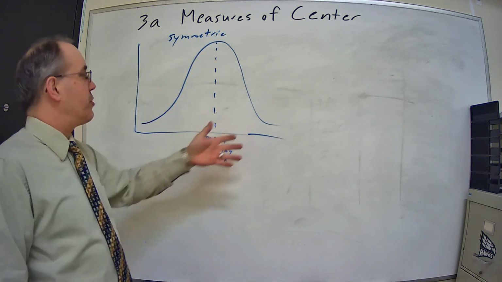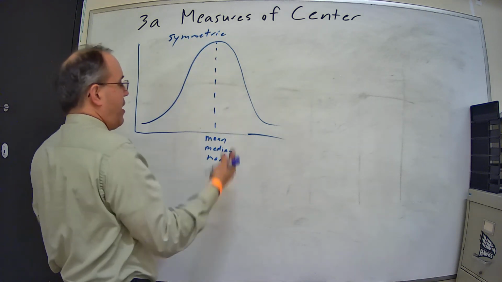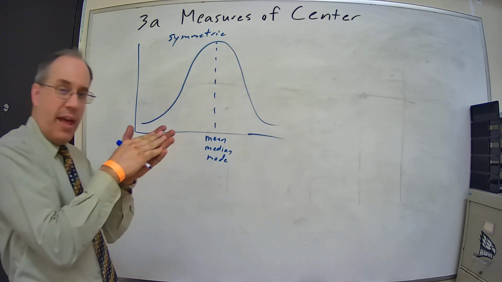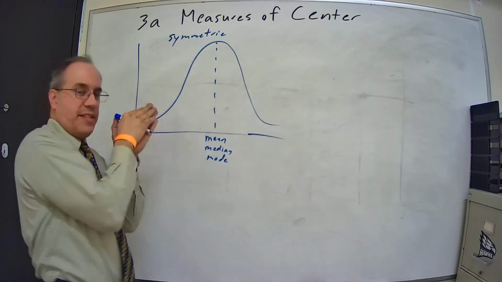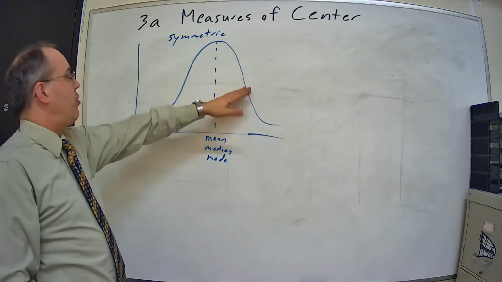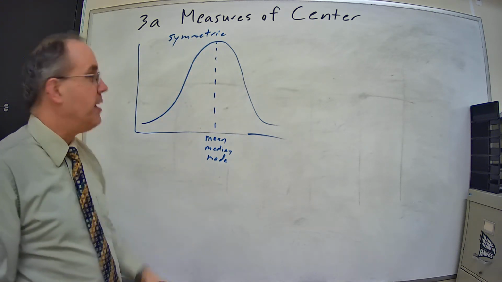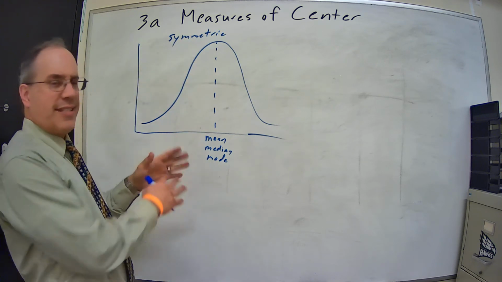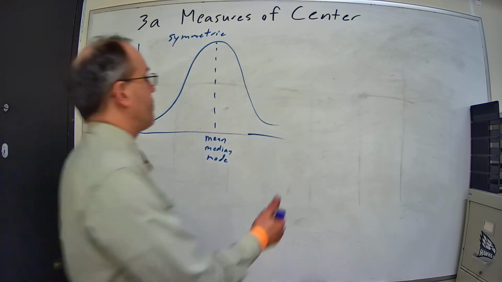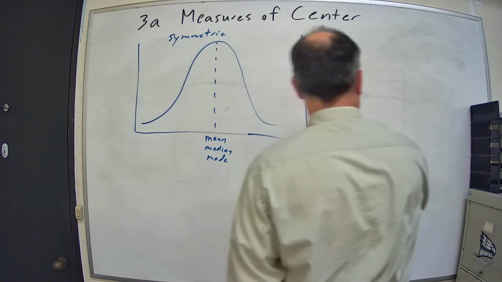Now in a symmetric distribution, that means if I take this dotted line, I fold this graph over at that point, it'll fit exactly on top of itself. It mirrors over that middle point, which is the mean, the median, the mode. So that's a symmetric distribution because it's the same on both sides.